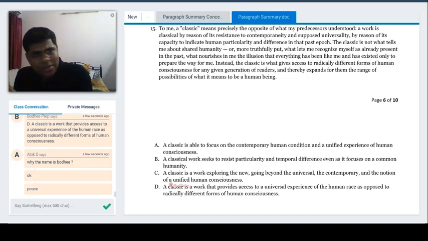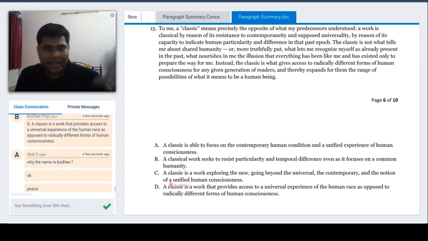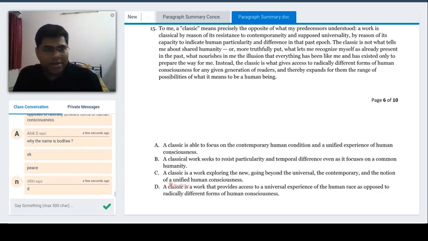But look at this 15th question. It says, to me, a classic means precisely the opposite of what my predecessors understood. So the author says that his opinion of classic is something different from what his predecessors thought. A work is classical by reason of its resistance to contemporaneity and supposed universality, by reason of its capacity to indicate human particularity and difference. Did you understand this sentence? How many of you understood this?